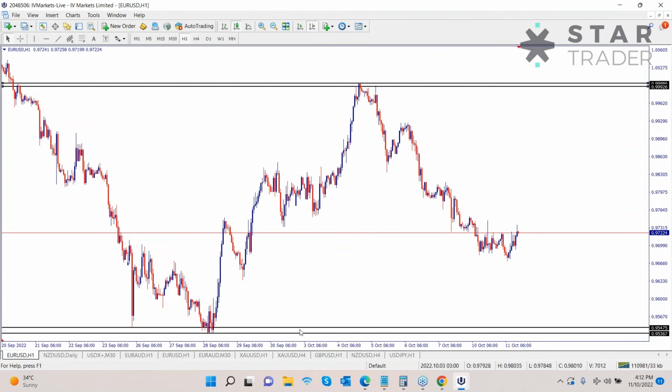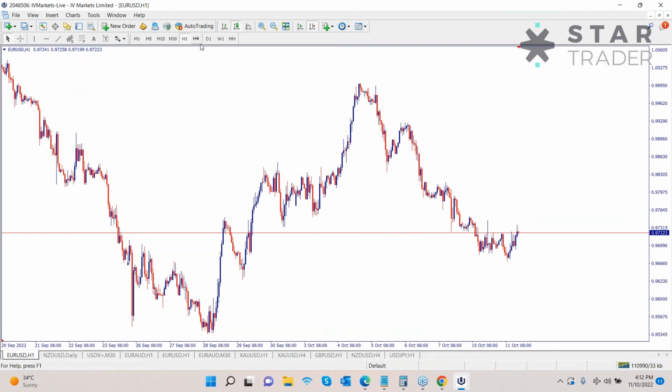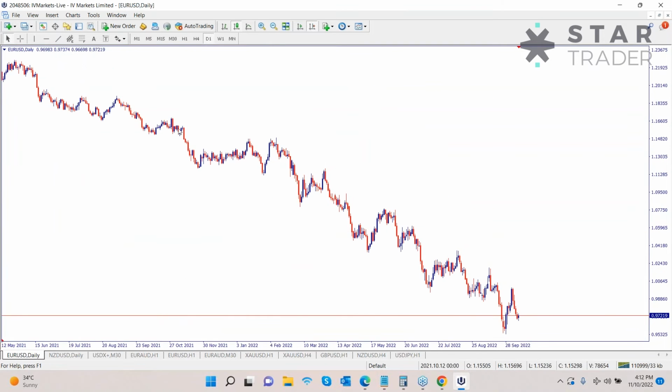Now, let me give you some more detailed information about support and resistance. For that reason, I need to shift to the bigger time frame. So this is the daily time frame chart. As you can see over here, we have a lot of support and resistance areas in this chart.